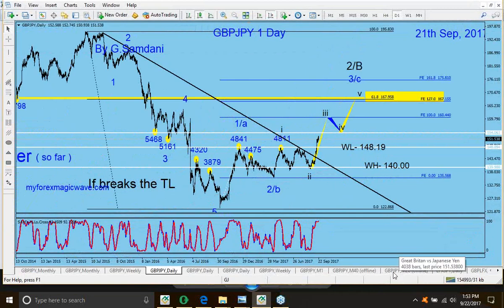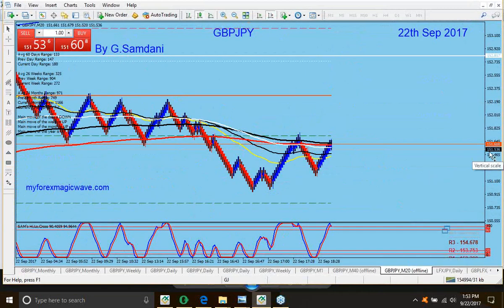Let me go 20 pip. You see this? 151.56. It's back to that level thanks to May coming out and just talking about it, Brexit and all that, and then pound loses a little bit. But this is how it is.